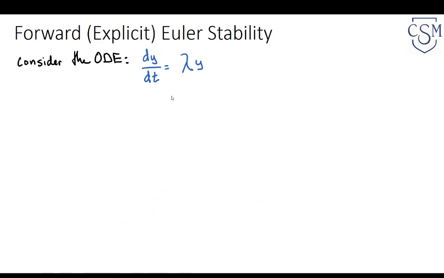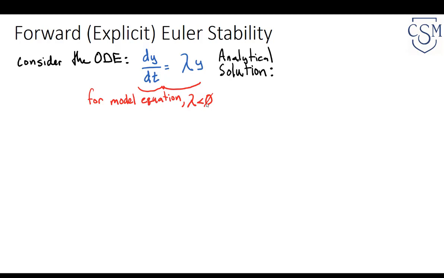While I won't be testing you on it, it is often important to understand the stability of a numerical method for solving ODEs. Consider this model equation, a first order differential of y with respect to t equal to lambda y. We say that this is our model equation when lambda is less than 0. We can easily derive an analytical solution for this model equation.